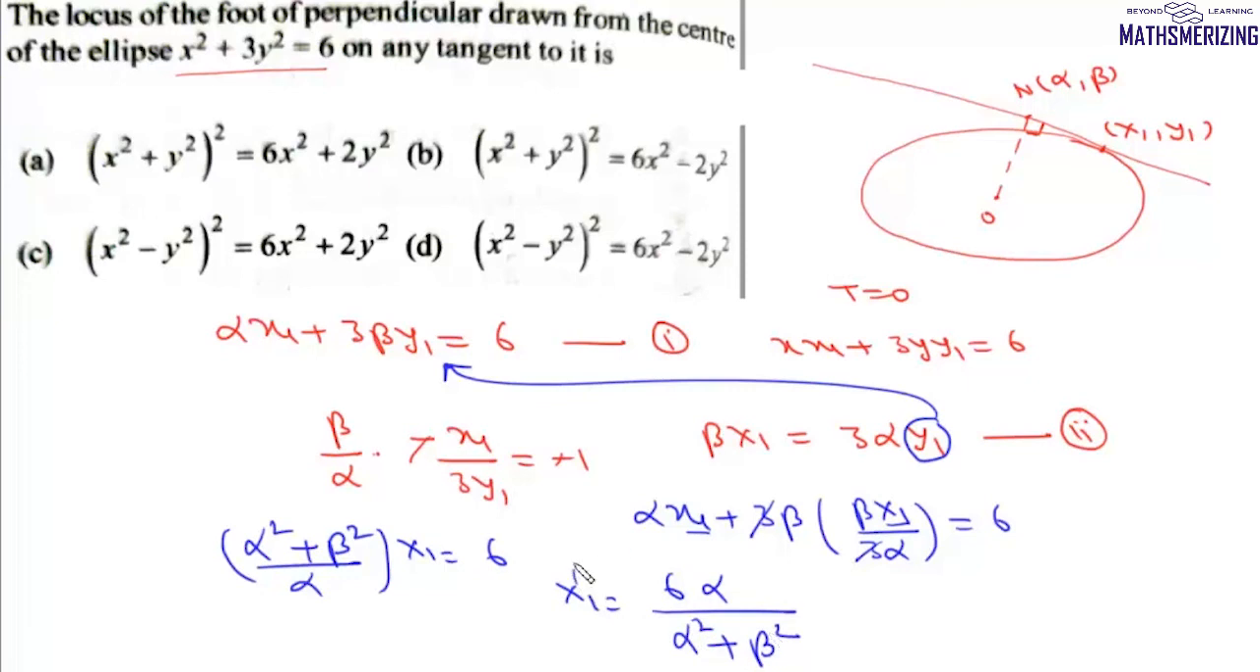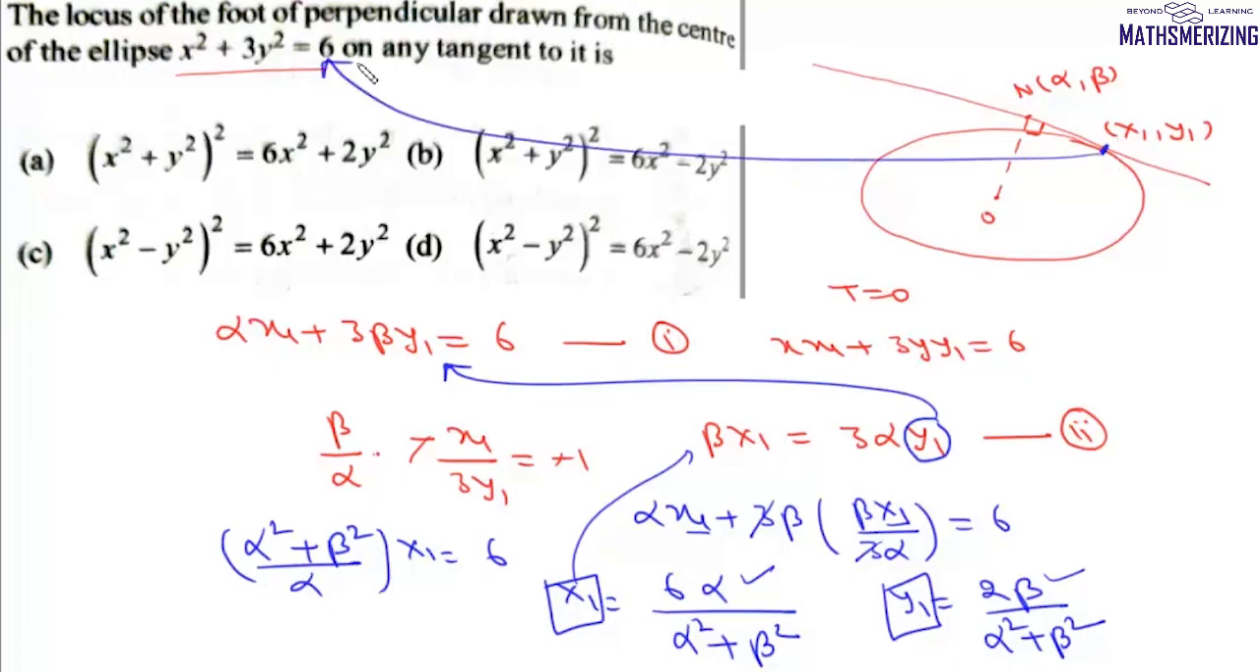Now once we have x1, we can find y1. So we'll put the value of x1. We'll get y1 as, now here 6 alpha and 3 alpha will cancel, we'll get 2 beta upon alpha square plus beta square. So now we have x1 and we also have y1. Now we need to find the relationship between alpha and beta. So we know that this x1, y1 will satisfy the equation of this ellipse because it lies on this ellipse.